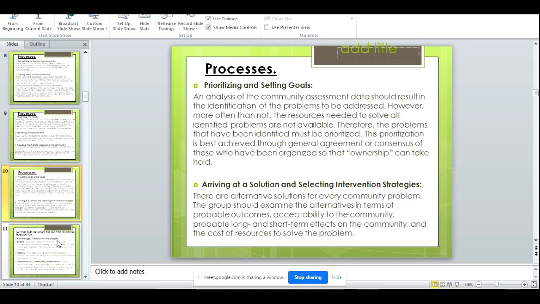So, arriving at a solution and selecting intervention strategies. There are alternative solutions for every community problem. The group should examine the alternatives in terms of probable outcome, acceptability to the community, probable long and short-term effect on the community, and the cost of resources to solve the problem. So you want to do a proper strategy. You want to strategize well for every problem, for every solution you want to bring to the community, so you don't get stuck halfway.